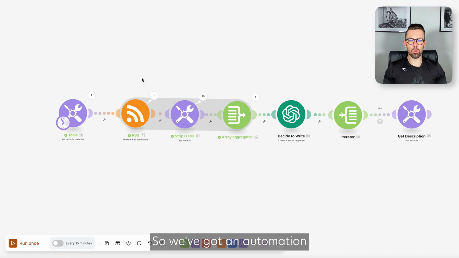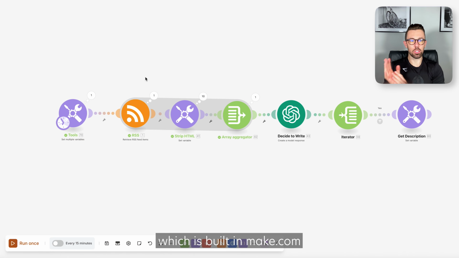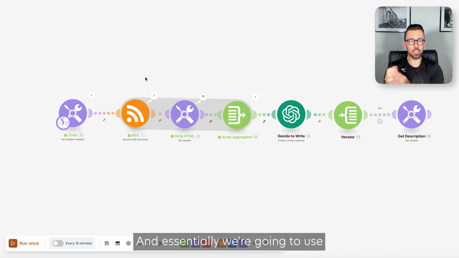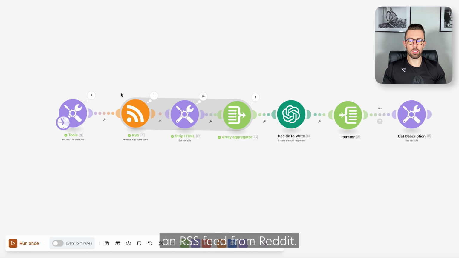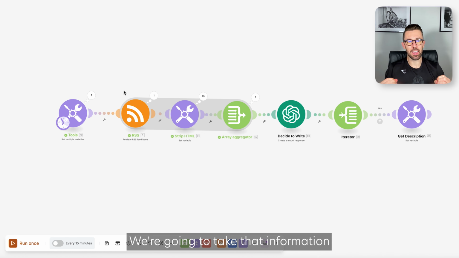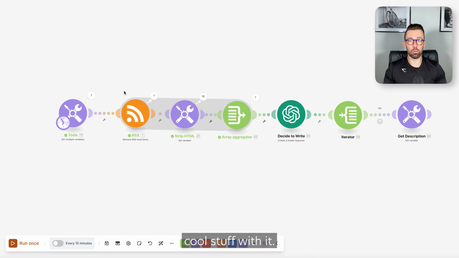So we've got an automation that you're going to get here, which is built in make.com. And essentially, we're going to use an RSS feed from Reddit. We're going to take that information and we're going to do some cool stuff with it.